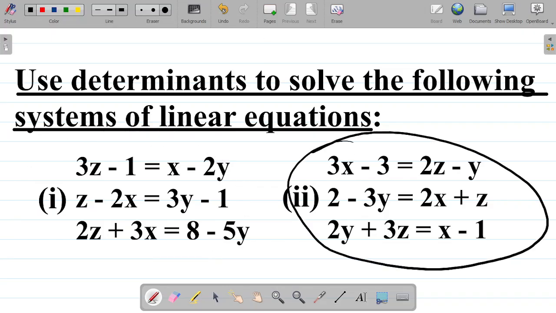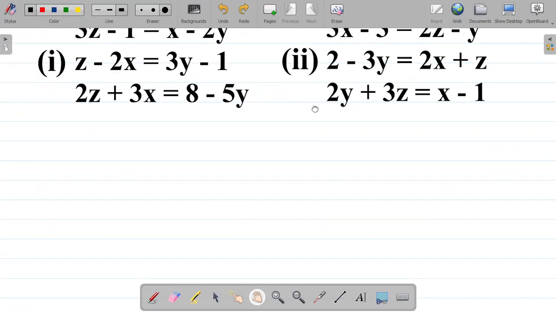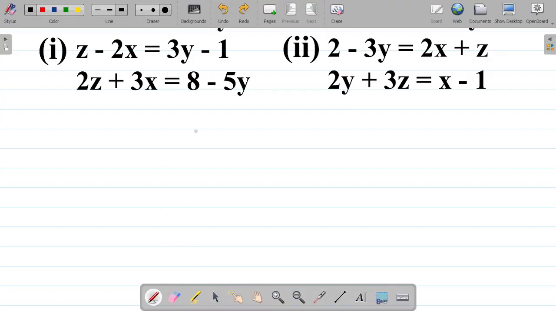All right, so I'll solve question 1 and you solve question 2, leaving your answer in the comment section. All right, let's get to this solution.